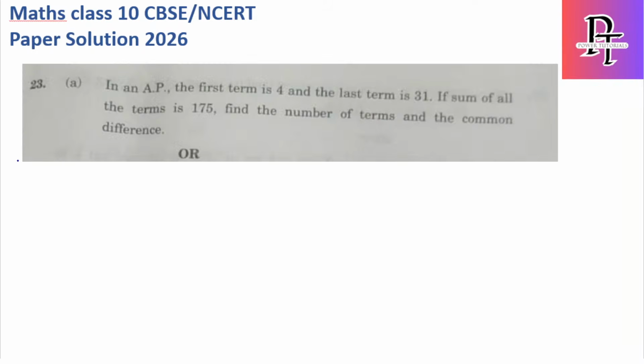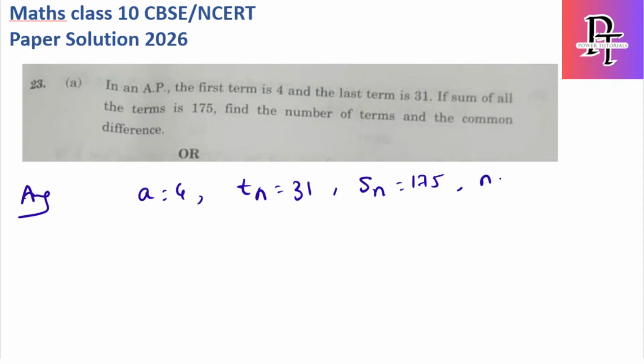Let's move to the next one, 23rd question. So here we have two options, either you can solve A or B. Let's solve A part first. In an AP, the first term is a, 4. So a value is 4 and the last term Tn is 31. And the sum of all terms, Sn, they have provided, Sn is 175. Find the number of terms and the common difference. You have to find two things: we need to find the n value and the d value.